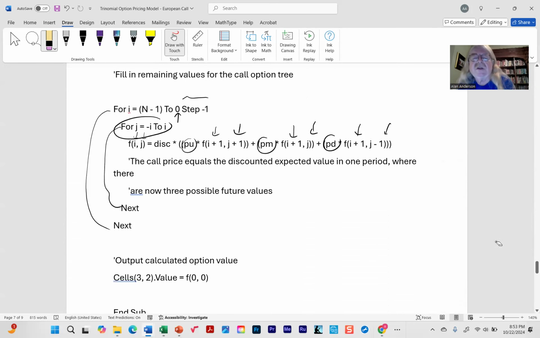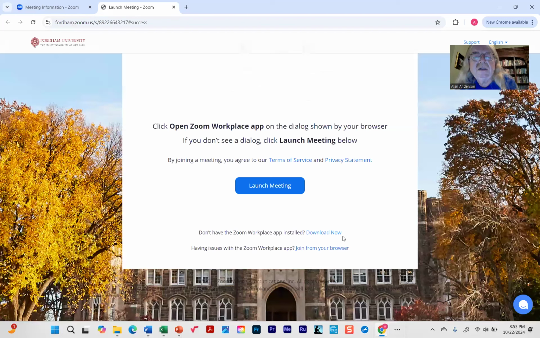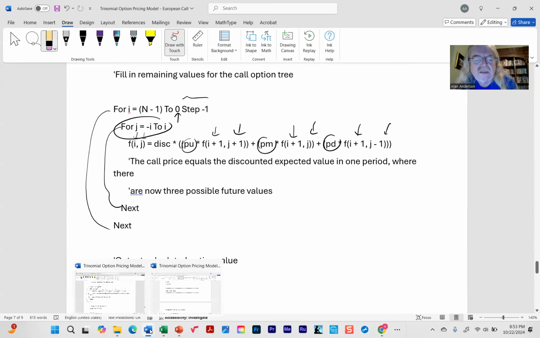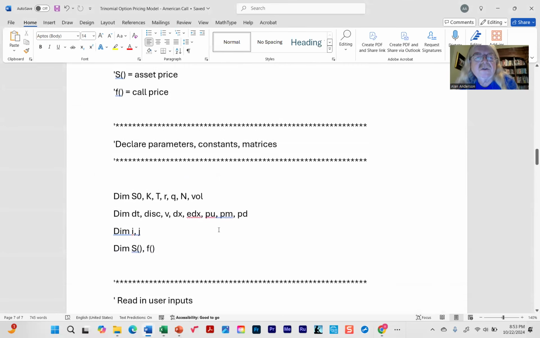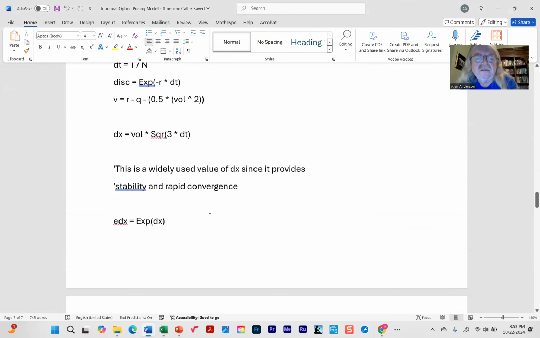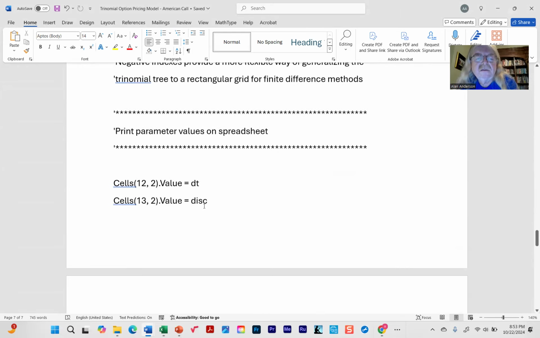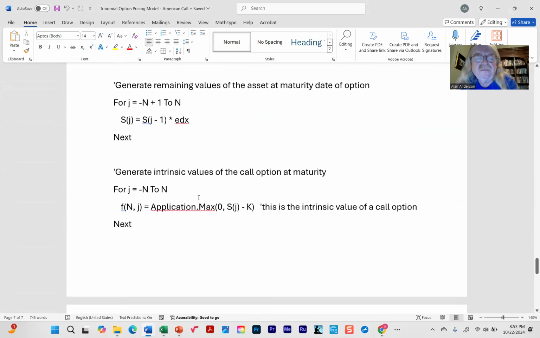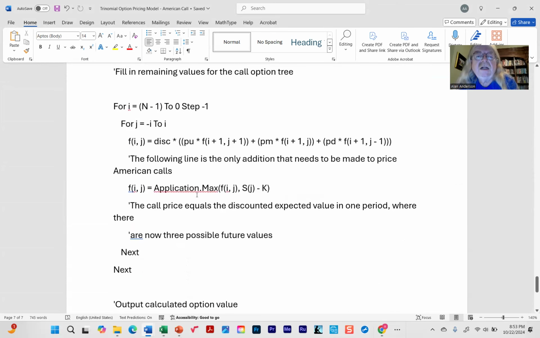Well, it turns out, if you look at the American code, which I have here somewhere, we need one more line to turn this into an American option, and that would be, let's see, it's right here. Yeah, here it is. This is it. This is the only thing we have to add. So you can see what's happening here is that we're saying, listen, once you've filled in this option price, this option price is based on the assumption that this is a European call option.